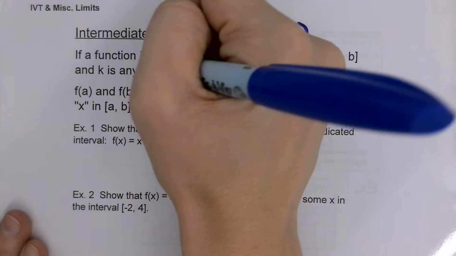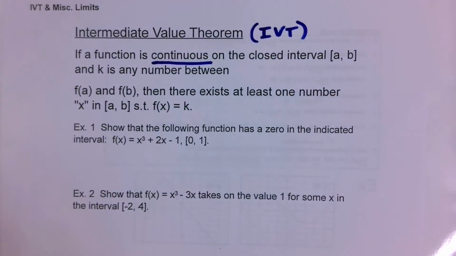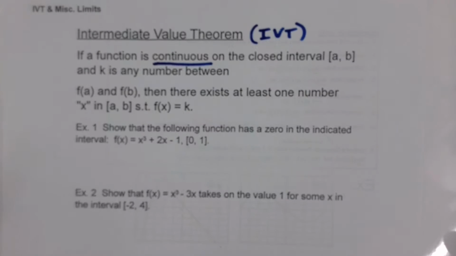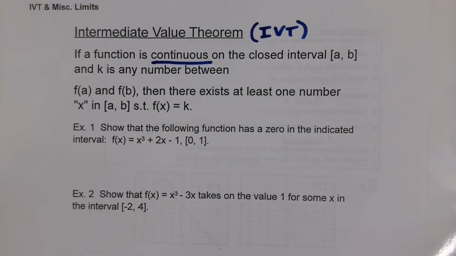That part is really important, so go ahead and underline it. It's got to be continuous. Otherwise, we can't apply the intermediate value theorem. We're not even going to try. We're just going to say it's not continuous, can't apply it. But if it is a continuous function, and sometimes we know that because of the type of function, sometimes we know that because the problem will tell us it's continuous.